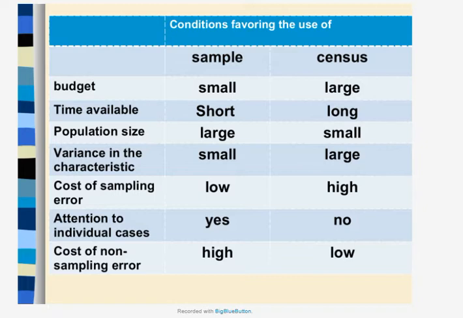The population size, طبعا لو population size كبيرة مستحيل نعمل census. Okay, فلو عملنا census, at least the population size is small. However, in the sample, population size is large. عشان كده احنا بناخد منها sample. We have many conditions, variants of the characteristics, cost of sampling error, attention to individual cases, and the cost of non-sampling errors. All these factors we must take into consideration in order to decide whether to use a sample or a census method.